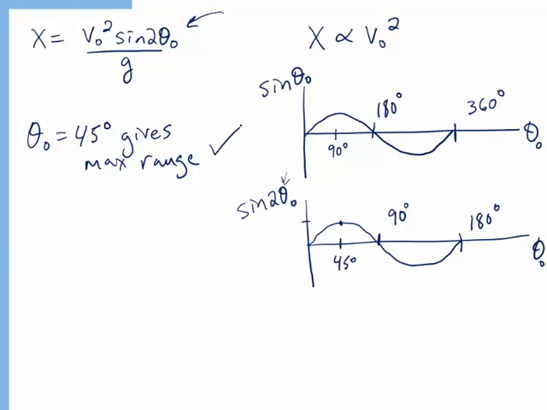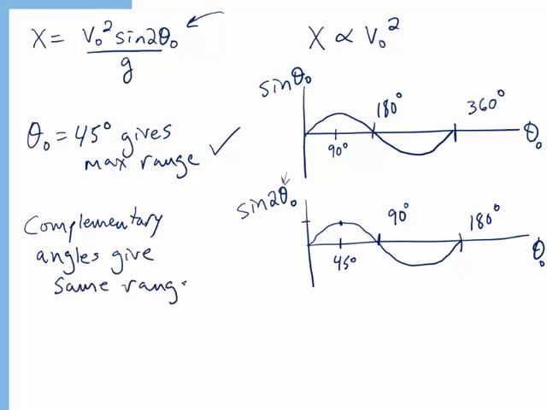The other thing we wanted to show was the idea that complementary angles give the same range. And you'll notice that we've done that as well, because notice that if I look at, let's say 10 degrees and 80 degrees or 30 degrees and 60 degrees, etc., if I'm the same amount on either side of 45 degrees, I can see the value of sine 2 theta naught is the same. And therefore, I get the same range for complementary angles.